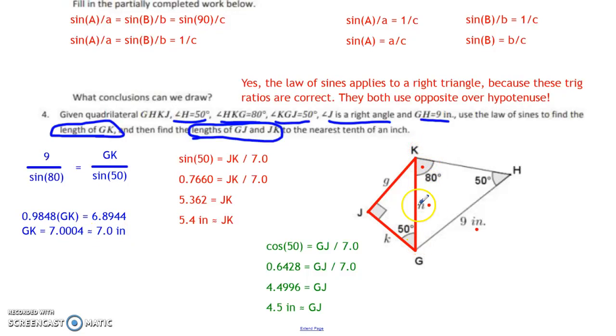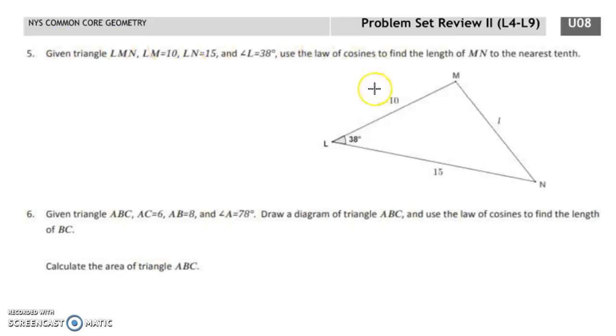Then once we had this side, which is 7, we used that for this red triangle, this right triangle, and we used the sine of 50 and the cosine of 50, both using the hypotenuse to try to find the opposite, which is KJ, and the adjacent, which is JG. All right, we're done with this page, which means we can move on to page number 2.